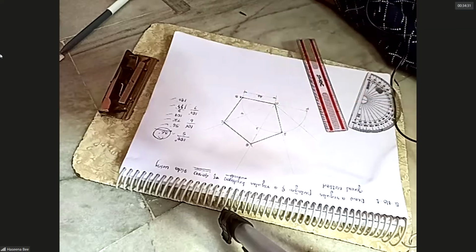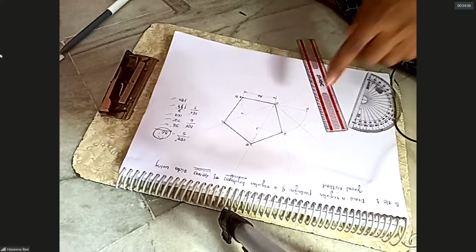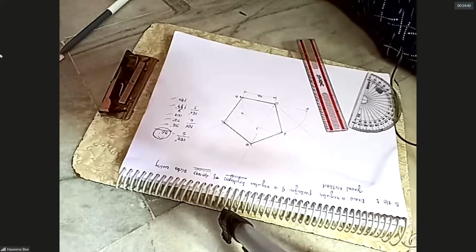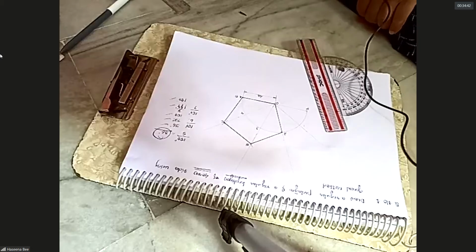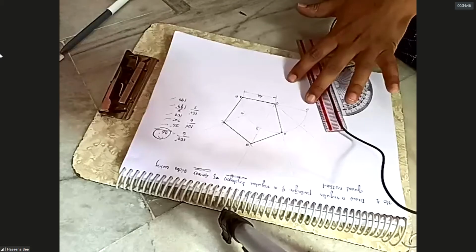You can check here, only my pentagon is dark. Remaining everything is light. Is it clear for everyone, ma'am? Yes, ma'am. Anyone have doubts here? This is how we need to draw.